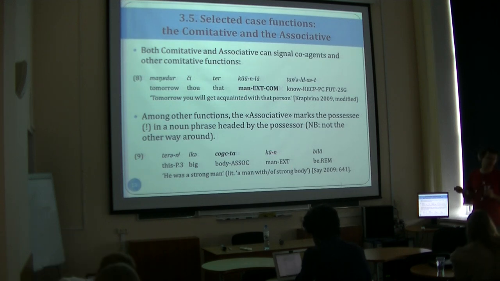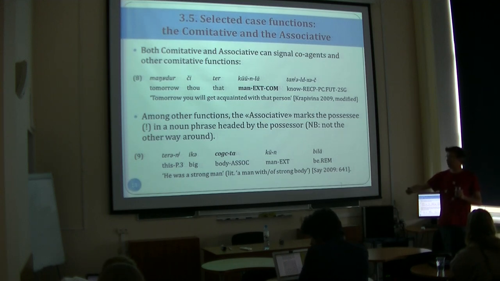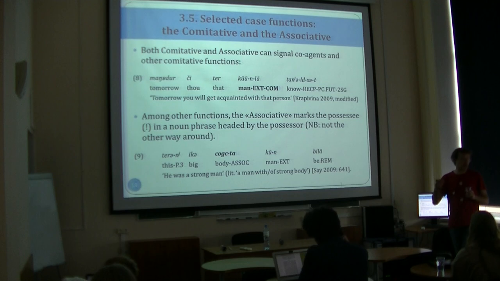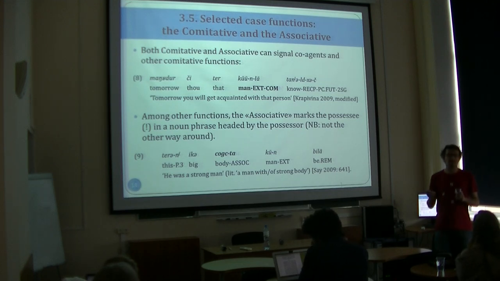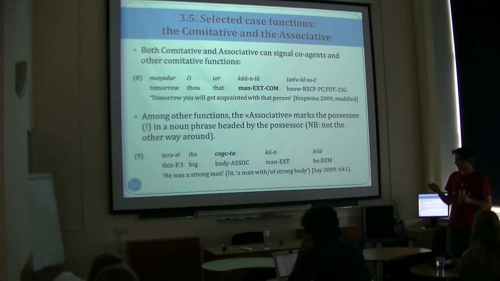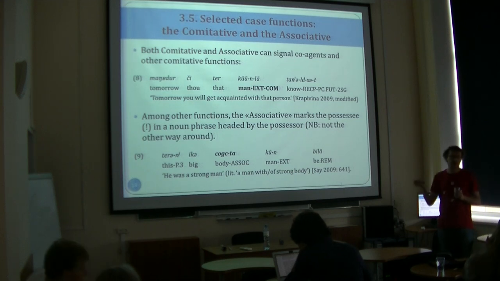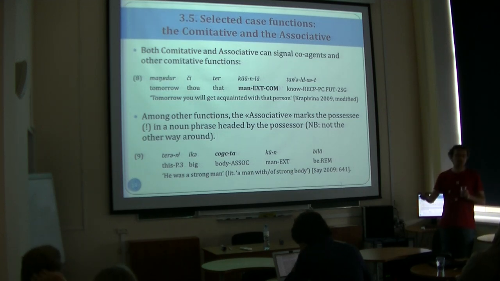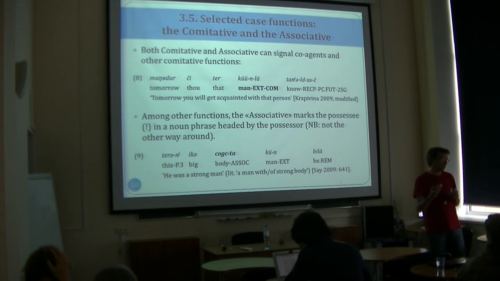What we've got here is the idea of being a strong man expressed as the man being the head, the possessor, the man with the body, something like that. So the one endowed, can you say endowed? The one which is characterized by a big body. So what is important for me here is that you've got this egophoricity, which is big.